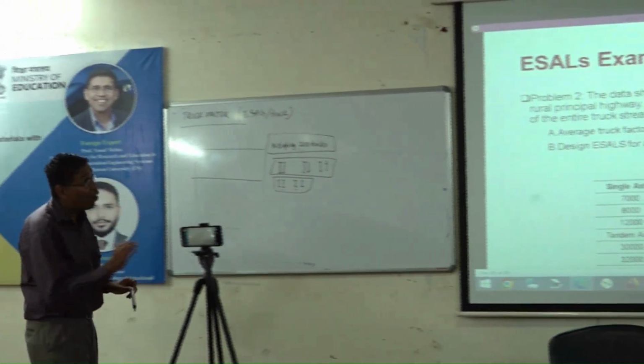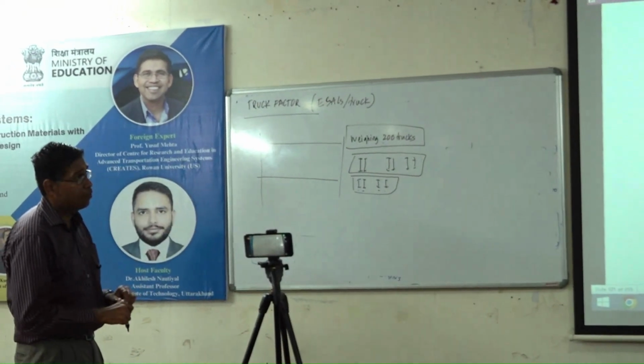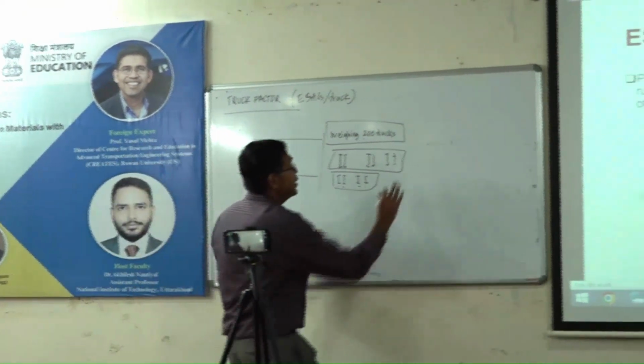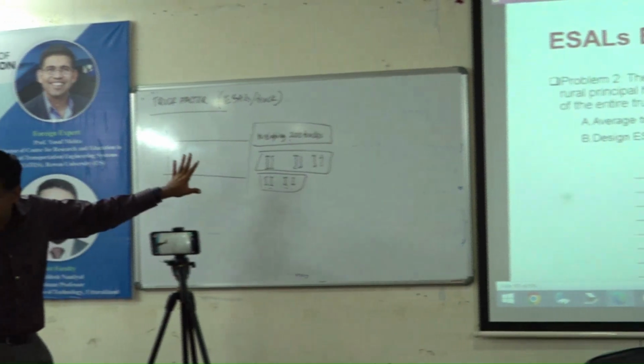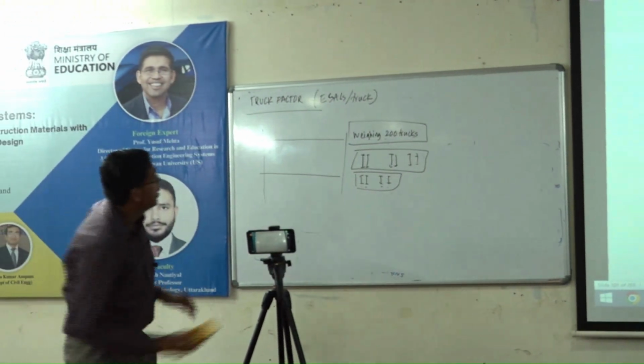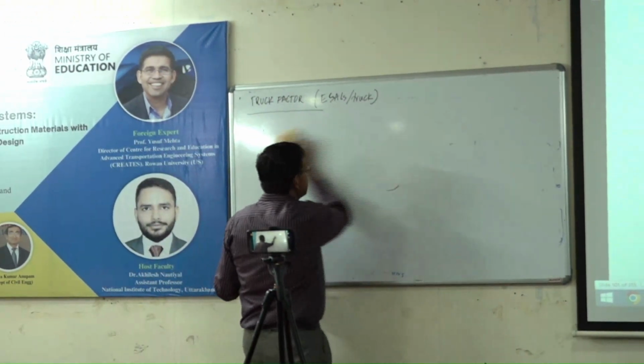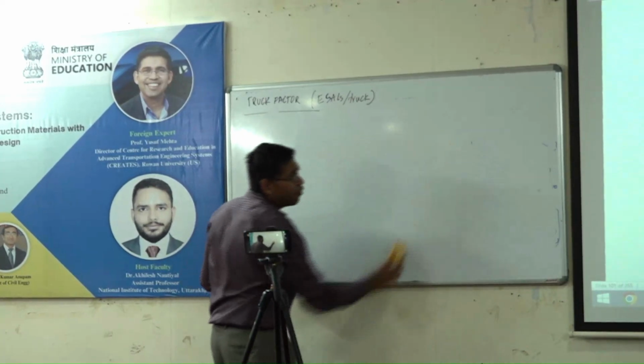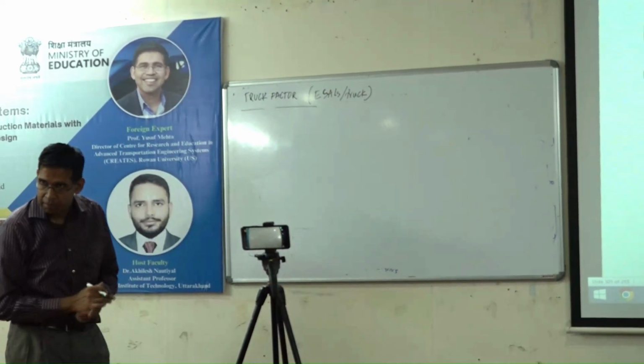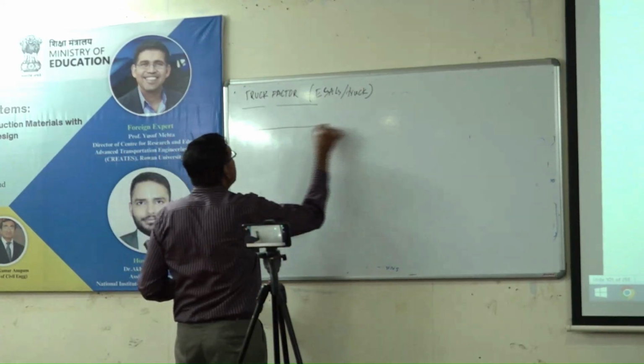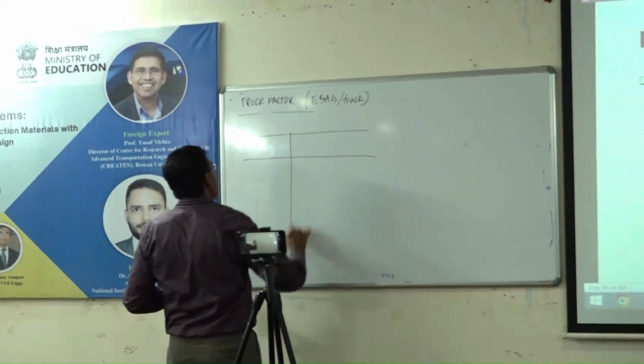Now let's look at how I get the equivalent per truck. Okay, let's look at this. Everybody understood this part at least? What does this mean? Now, this is very straightforward. I have to convert everything to 18-kip single axle. Right? So there were 200 trucks weighed.